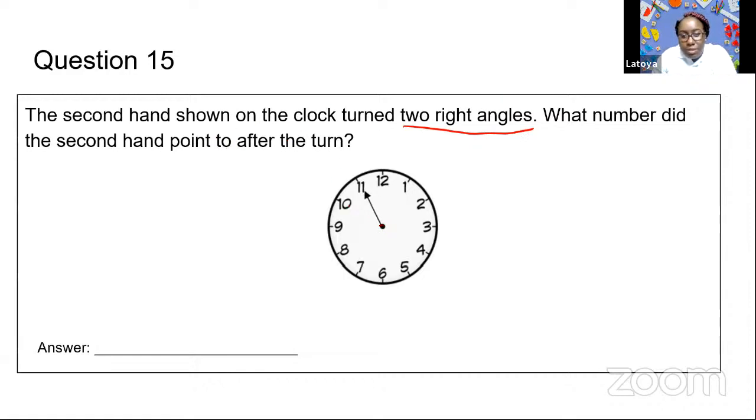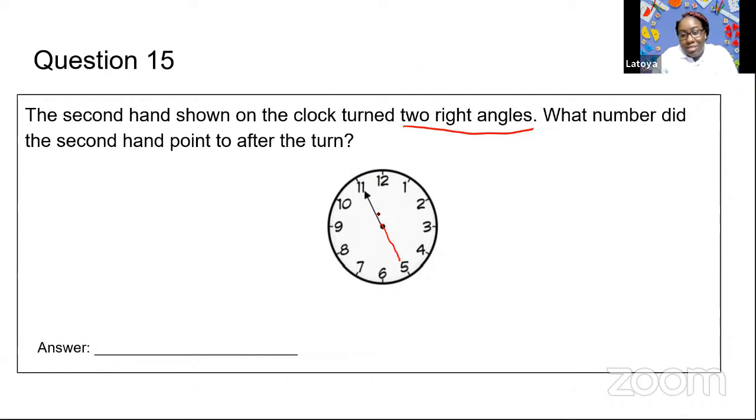Look how I'm going to work this out. I'm going to draw a straight line here. Let's think about this. 2 right angles. What number is it going to point to? I'm not saying a word.